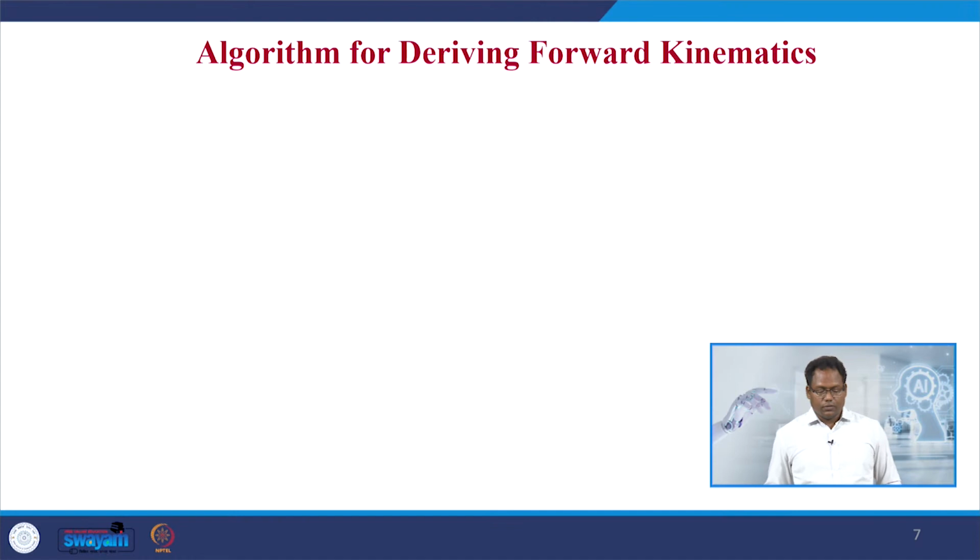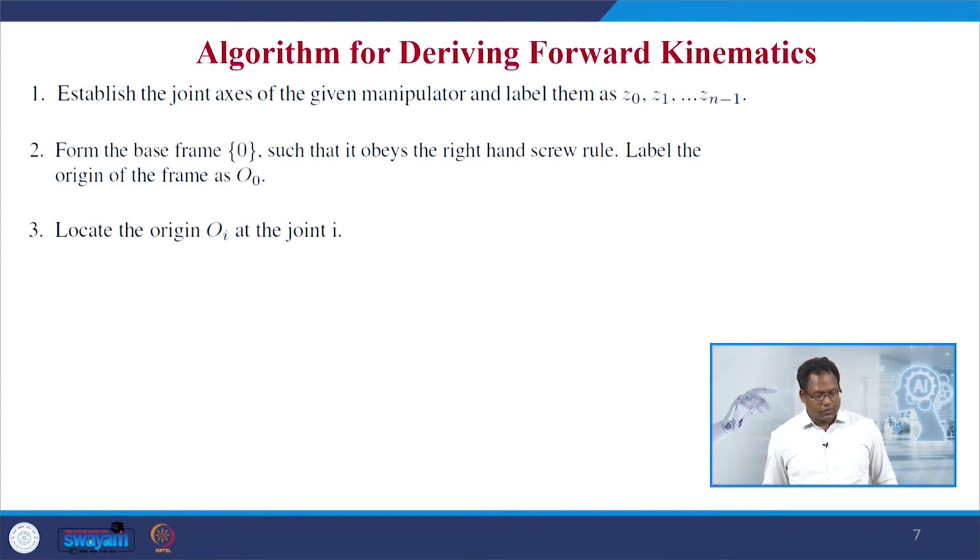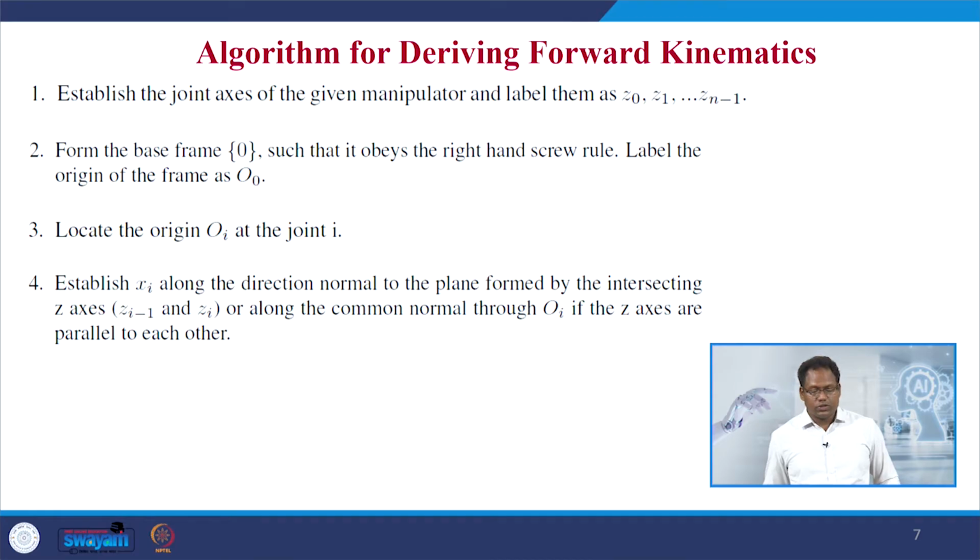Now, we are going to see the algorithm for deriving forward kinematics. First, we need to establish the joint axes of the given physical manipulator. What are the joint axes? Term them as z0, z1 up to zn minus 1, and form the base frame such that it obeys the right hand screw rule. Label the origin of the base frame as O0, that means origin O and 0th frame. Locate the origin Oi at each joint i, that means joint 1 will have the origin O1, joint 3 will have origin O3.